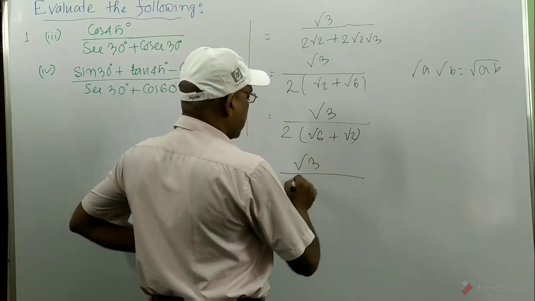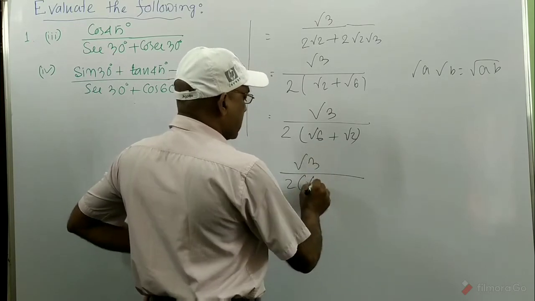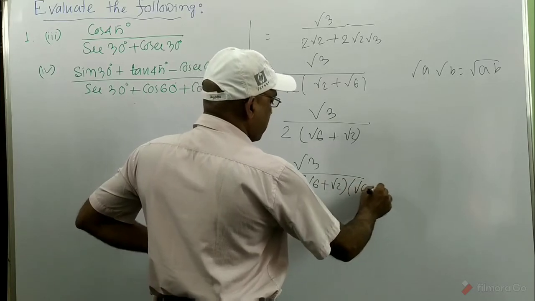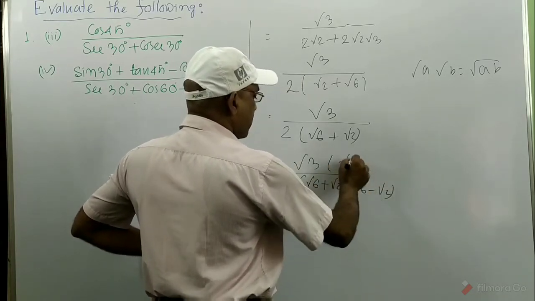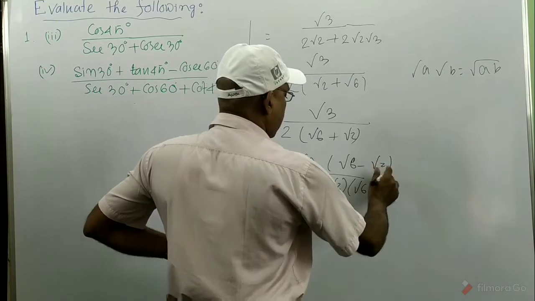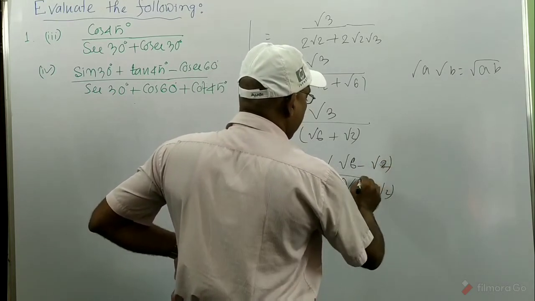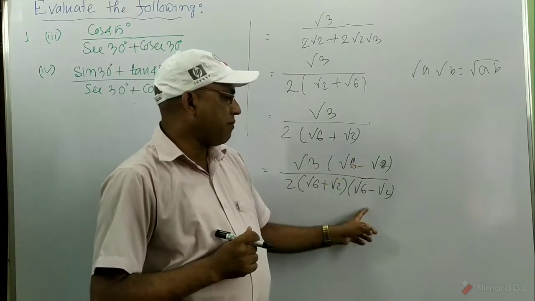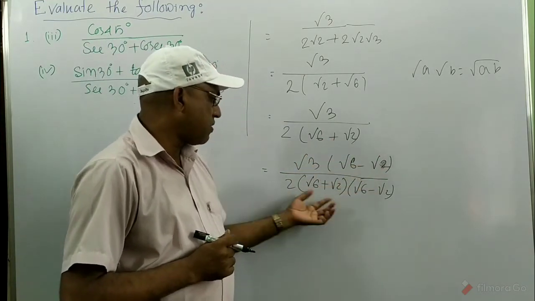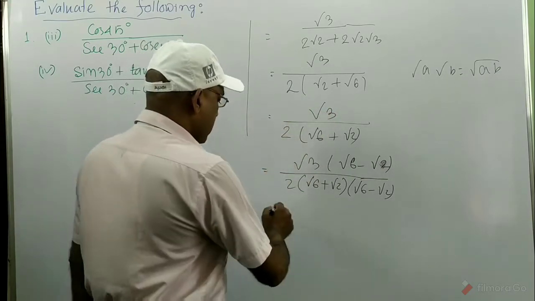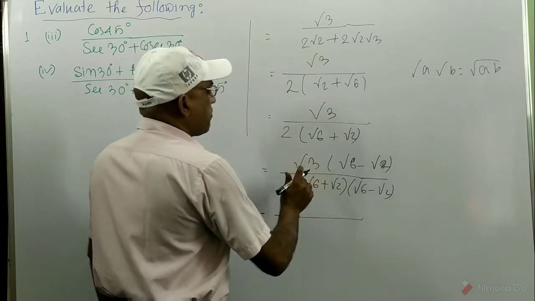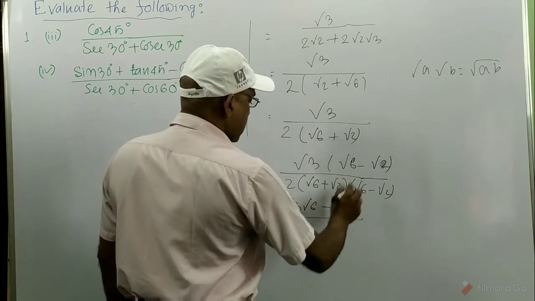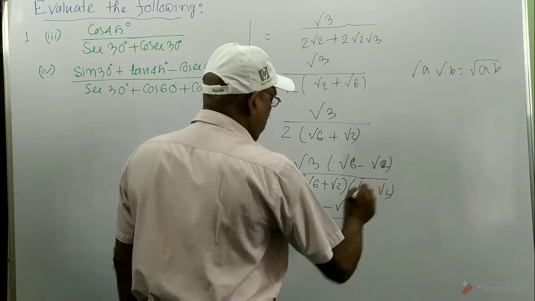Now what is the technique to remove this root? We have root 6 plus root 2. We multiply by root 6 minus root 2 in the numerator and denominator. Since we multiply the same number in numerator and denominator, the value does not change. This is plus, and we multiply by minus; if we cancel these two, ultimately we get our previous term. So the numerator will be root 3 into root 6, and this is root 3 into root 2.